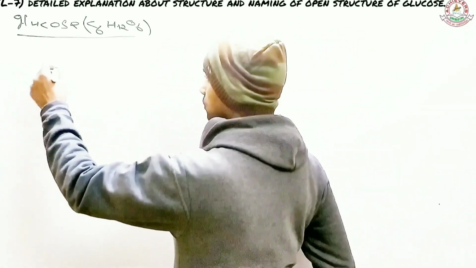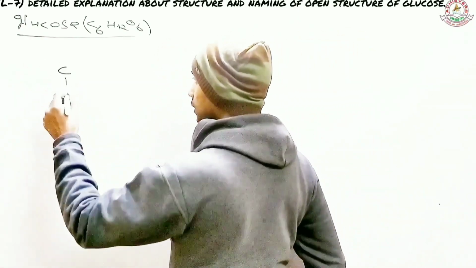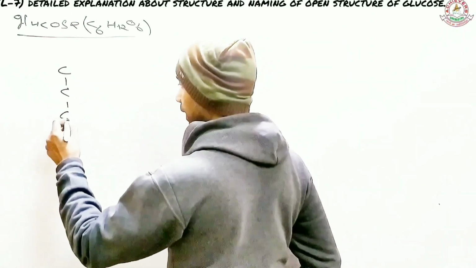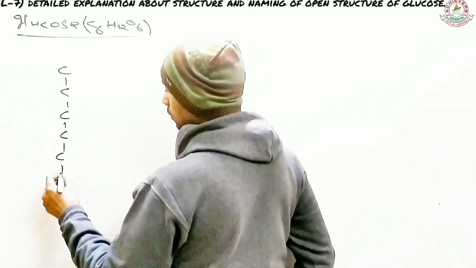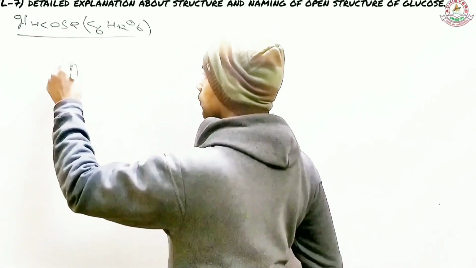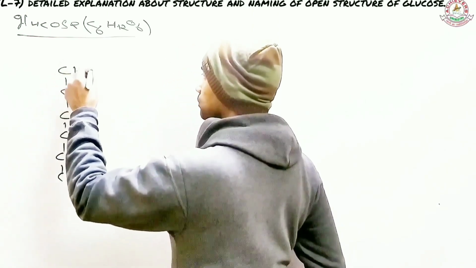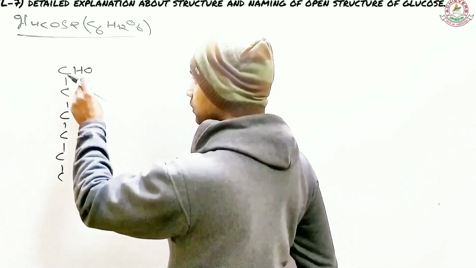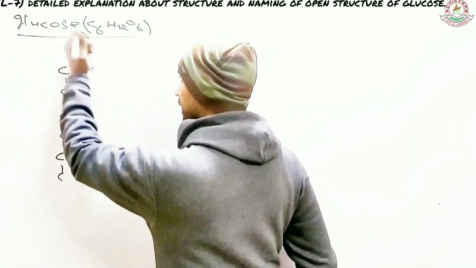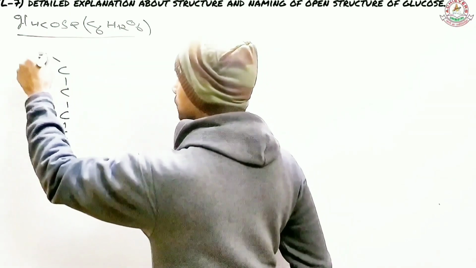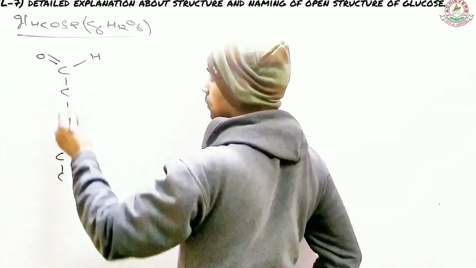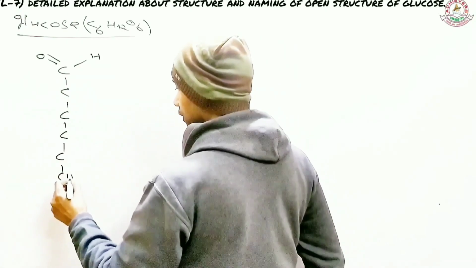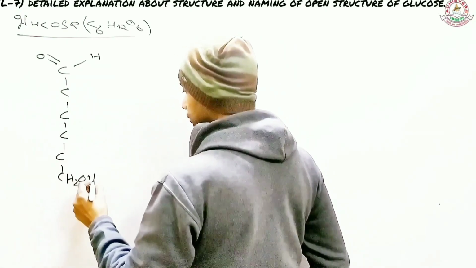The first thing I wish to tell you is that a glucose molecule has 6 carbons in a chain, right? We are doing the open structure. So this is the 6 carbon chain. The first carbon has an aldehyde group. You can place it as CHO like this, or you can place it this way. So the first one is here, and the last one has a CH2OH.